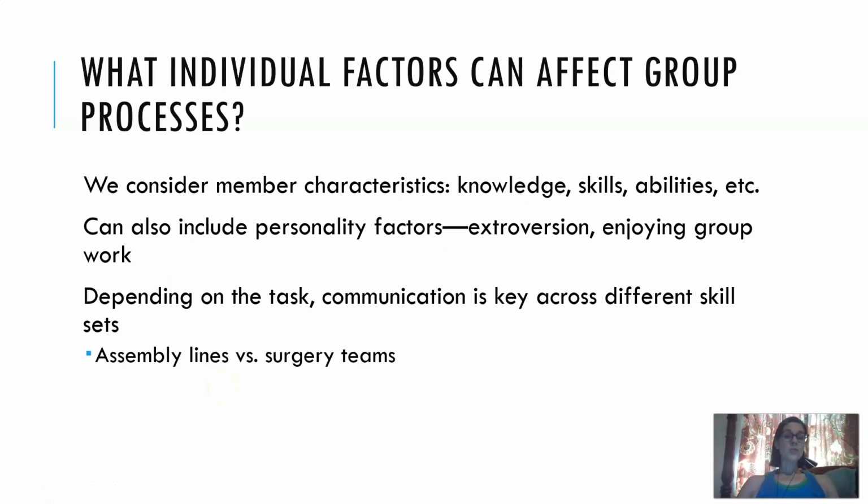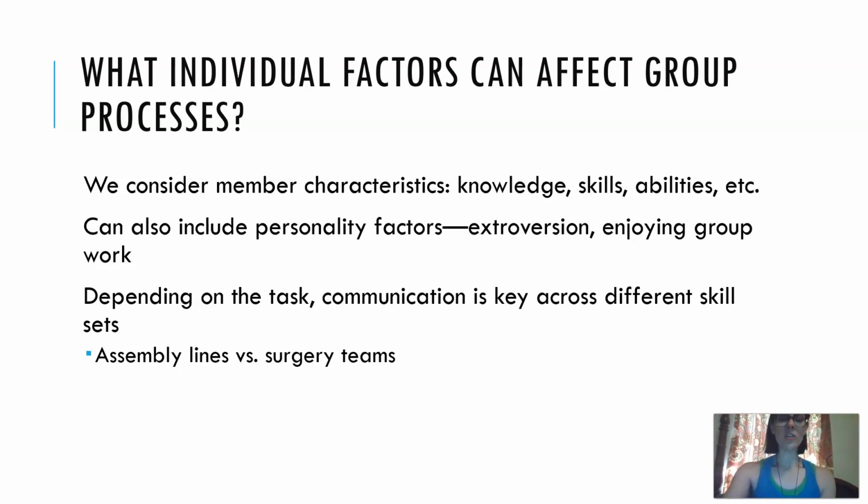So what individual factors can affect group processes? This will include different member characteristics, including knowledge, skills, abilities, those KSAOs that we talked about before. Those can affect group processes. If you've got group members that don't really have the knowledge to be able to implement solutions, you're going to encounter process loss.